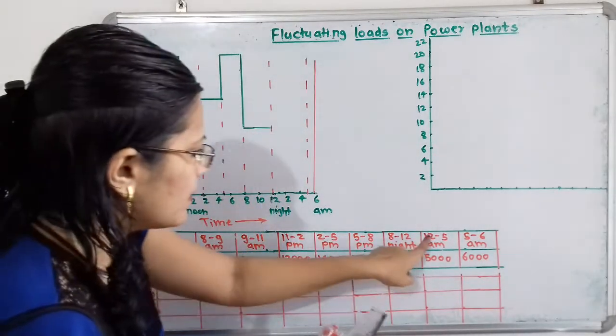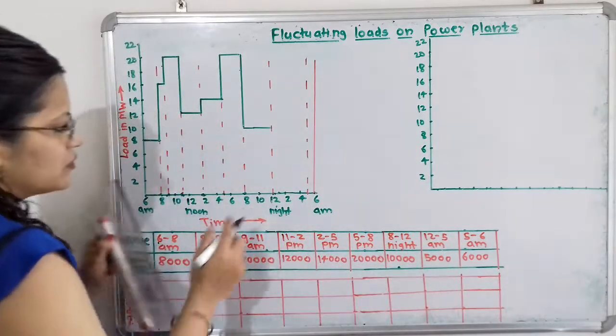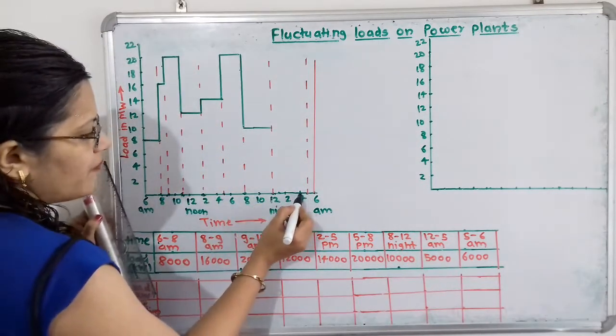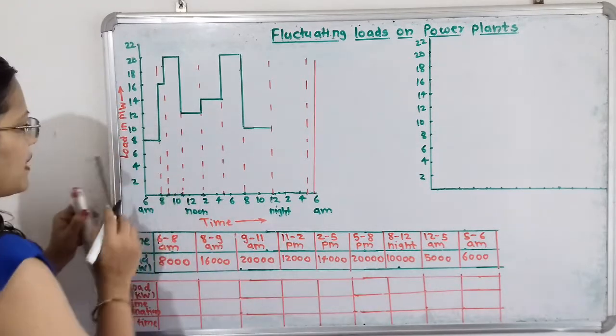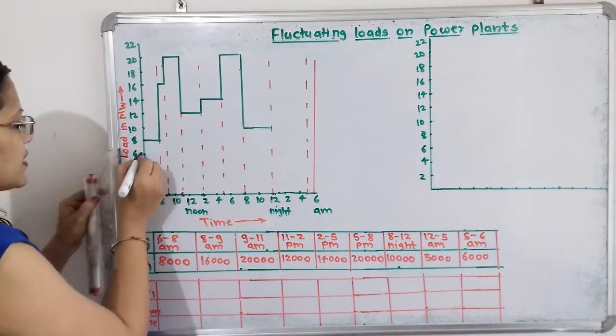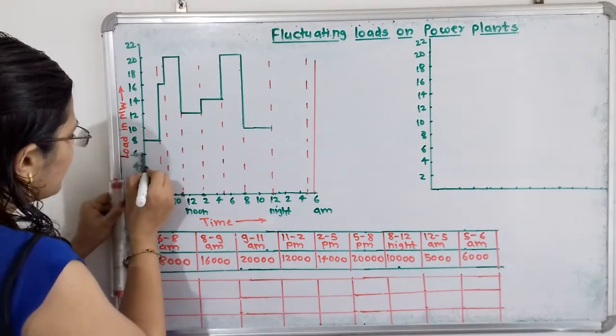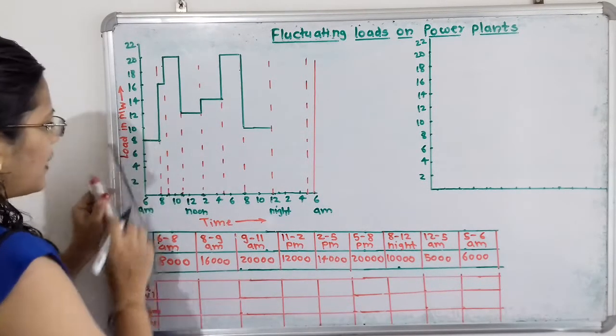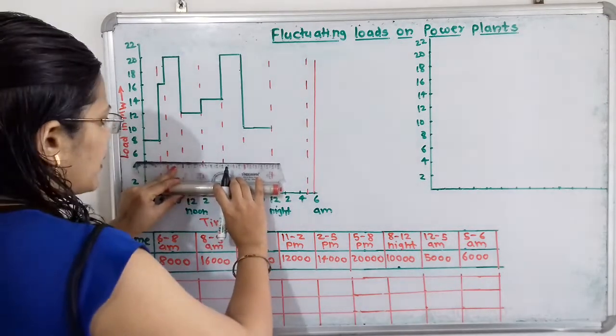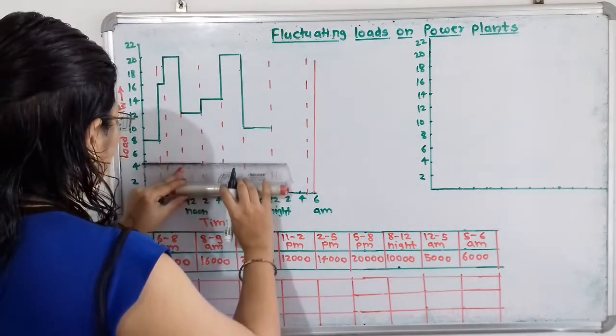Then 12 to 5, it is 5,000. Here is 12 and here 5 is in between 4 and 6. It is 5,000, that is 5 megawatt. So 5 is in between 4 and 6. We will make the partition, and for this 5 we will draw one horizontal line.